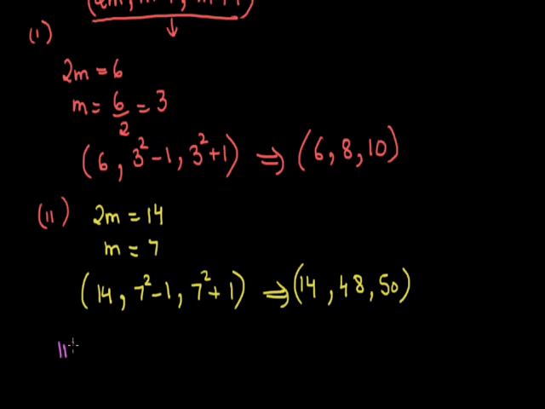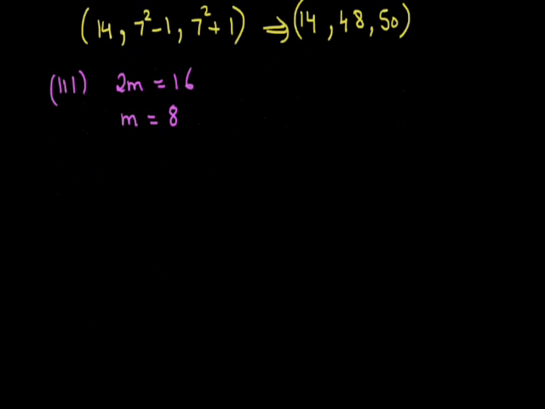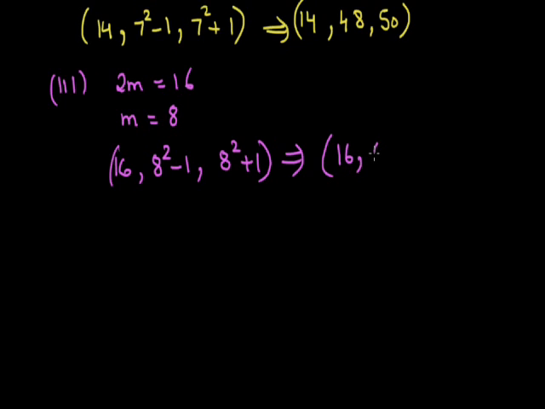The third part, one of the elements of the Pythagorean triplet is given as 16. So I can write 2m is equal to 16. So the value of m will be 16 upon 2, that is 8. So the Pythagorean triplet will be 2m, that is 16, comma m square minus 1, that is 8 square minus 1, comma 8 square plus 1. So that will be equal to 16, comma 63, and 8 square plus 1, that is 65. So the Pythagorean triplet is 16, comma 63, comma 65.